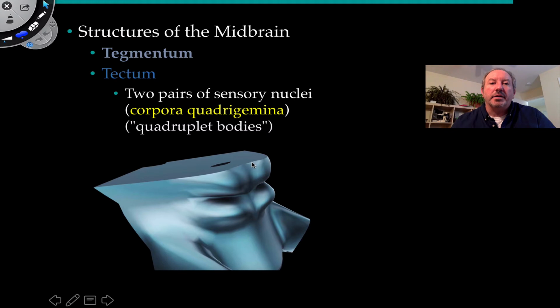So this tectum right here is made up of this really cool area. Do you see how there's four bumps right there? This is, again, posterior. And this would be surrounded by the cerebellum, right in this area. This is known as the corpora quadrigemina. So, in other words, the quadruplet bodies. There's four bodies right in here, and they happen to be sensory in terms of their functionalities, or simply known as sensory nuclei. And there's some superior and inferior bodies, if you will.